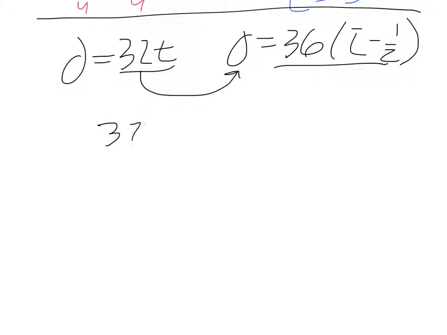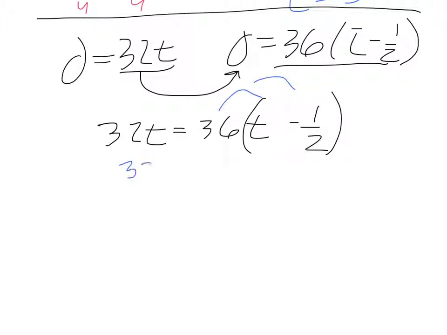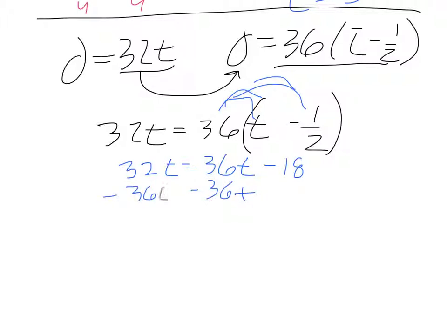So 32t equals 36 times t minus 1/2. First thing we have to do is distribute in here. So you have 32t equals 36t minus 18. So distribute to our t, distribute to our negative 1/2. Subtract 36t. So we get negative 4t equals negative 18. Divide by negative 4. And we get t equals 4.5.